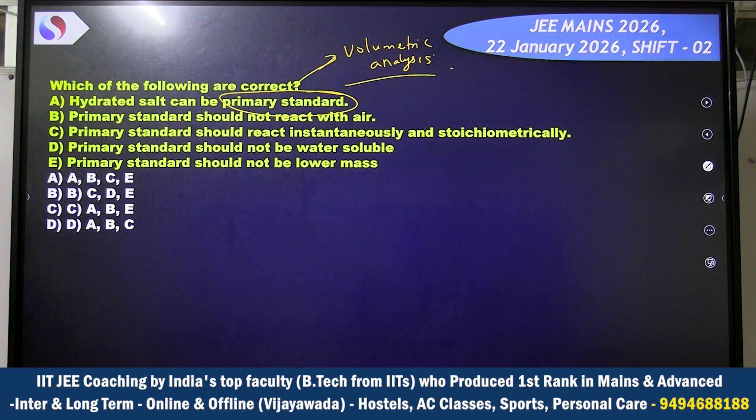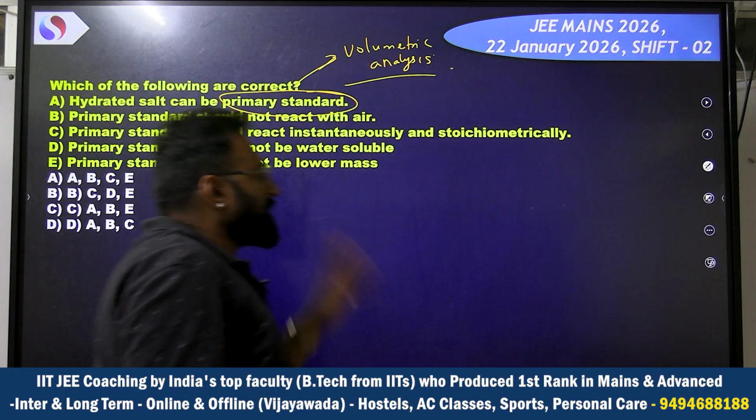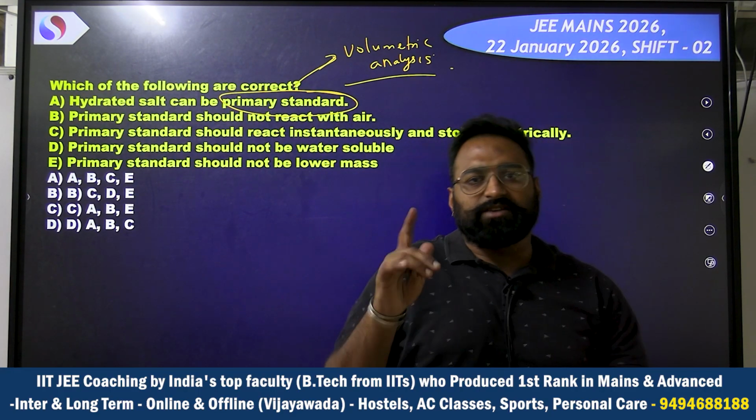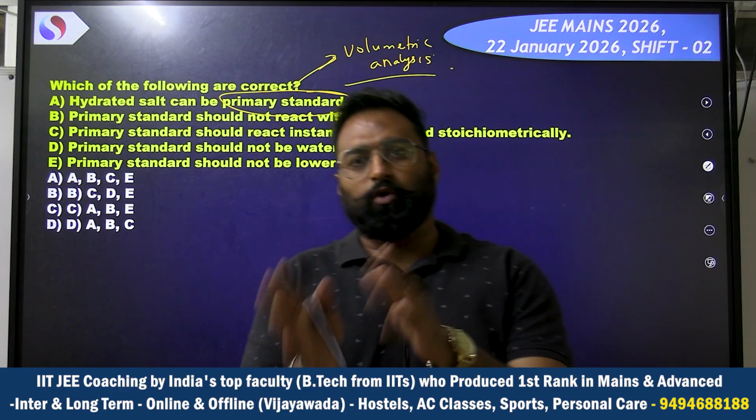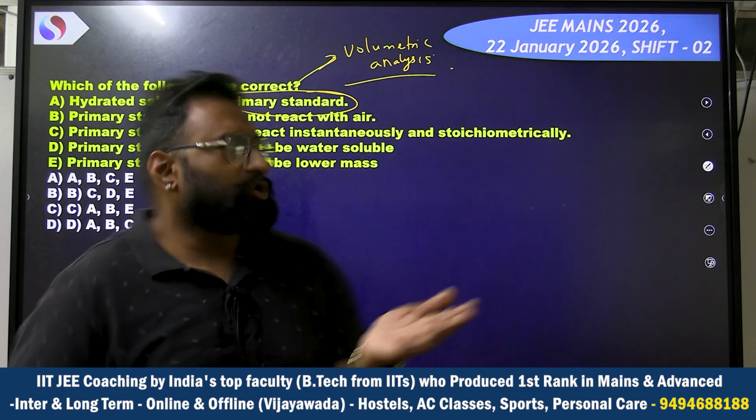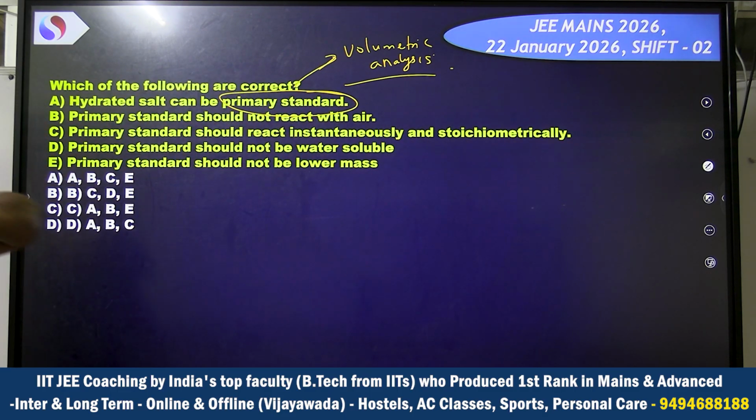Primary standard should not react with air. Yes, oxidation should not happen. So this statement is also correct. Third statement, primary standard should react instantaneously and stoichiometrically. Stoichiometrically is correct, instantaneously is not necessary. It may react slowly, it may react fast. So stoichiometry is correct, instantaneously is not correct.